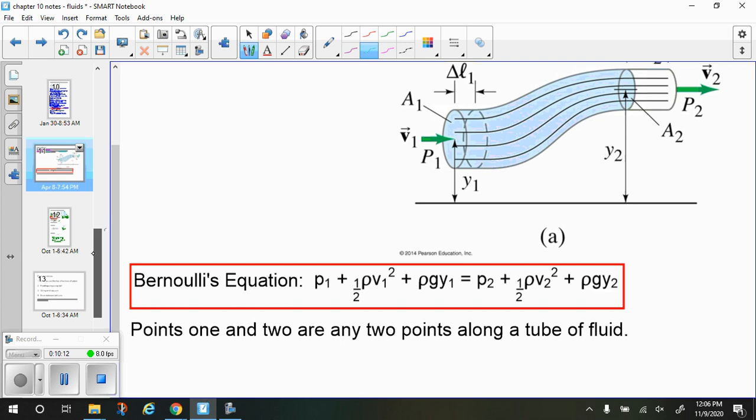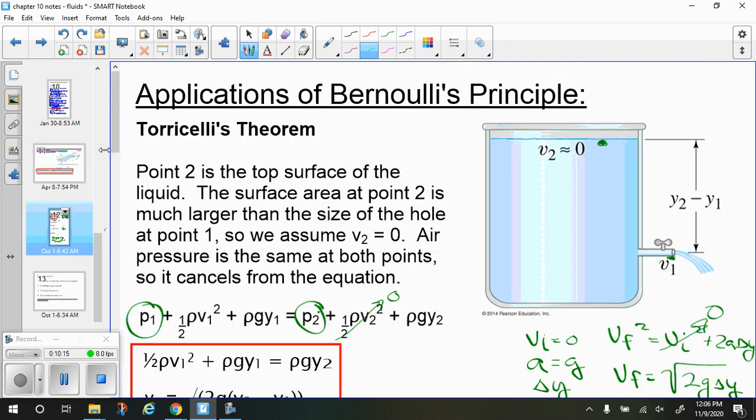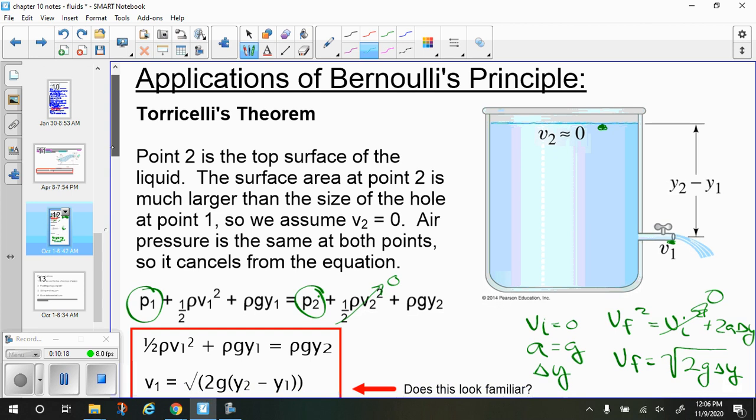Let's apply this a couple of different ways. One way that we can apply this is to think about a large tank of water, and that large tank of water has a spigot in the bottom. We're going to have a special statement here when we treat this, and that is because this tank is so big that if you're looking at the velocity of a particle on the top here, on the surface, it's basically zero because the level of this water is changing so slowly. So for point two here, you can just say that that's zero.